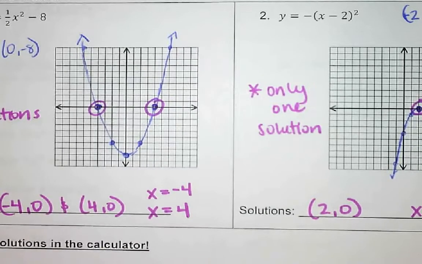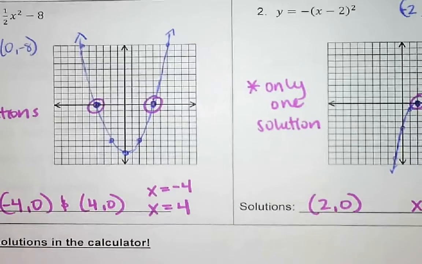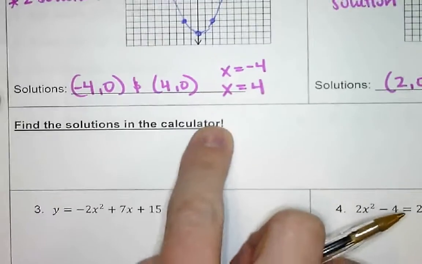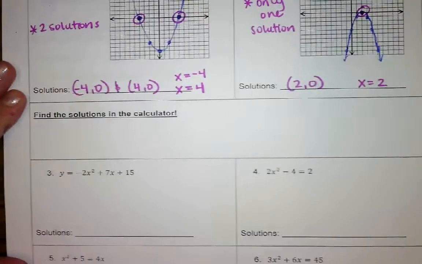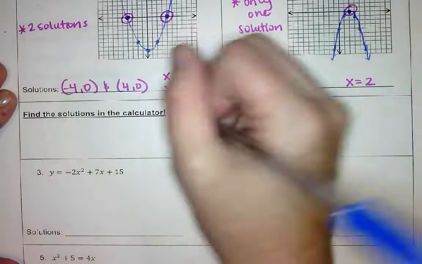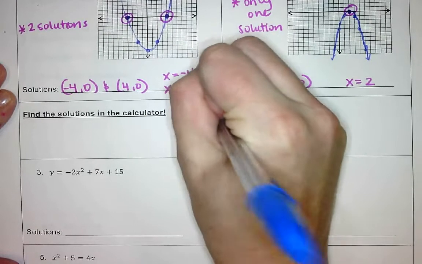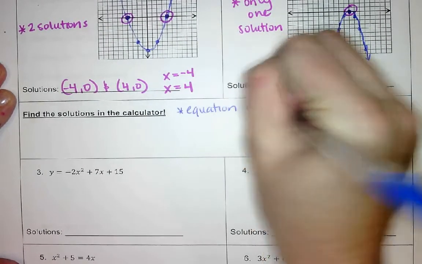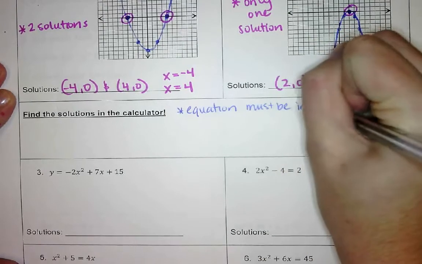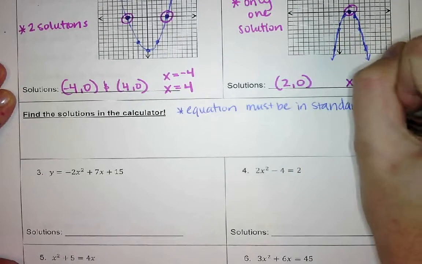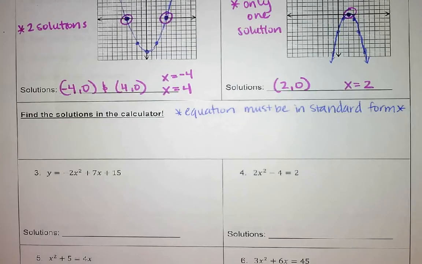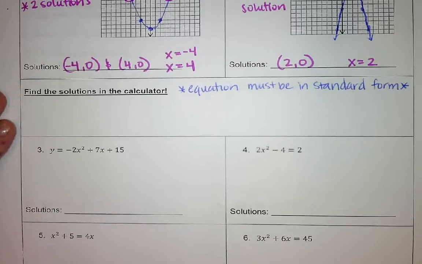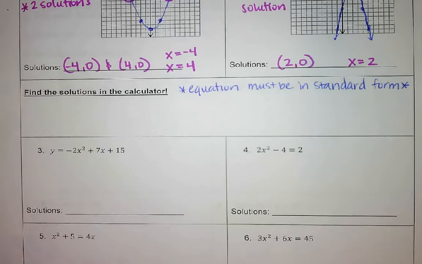So, guys, how you can find your solutions in the calculator, first of all, what you must know is that we are going to use some of our second trace things. But your equation must be in standard form, okay? So standard form is going to be super important. That's y equals x squared plus bx plus c. So it must be in standard form like y equals, or it must be equal to 0. All right, y'all?